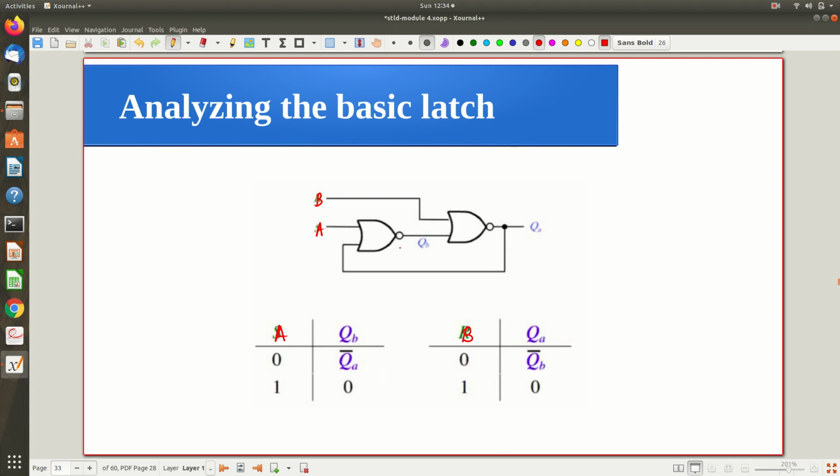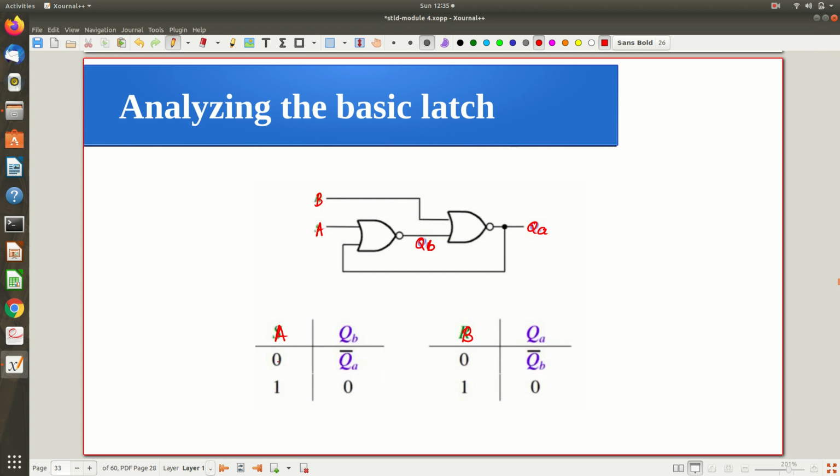This output is denoted by QA, and this one is represented by QB. You can use some different notation also, QA and QB.